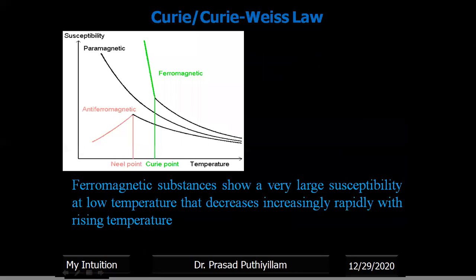The susceptibility versus temperature graph shows paramagnetic behavior, ferromagnetic behavior, as well as antiferromagnetic behavior. The ferromagnetic substance shows a very large susceptibility at low temperature, and it decreases with increasing temperature. Initially we can see a larger susceptibility value, but it decreases at a fast rate. After the Curie point, the ferromagnet obeys the Curie-Weiss law, but below that critical temperature, it is not obeying the Curie-Weiss law.